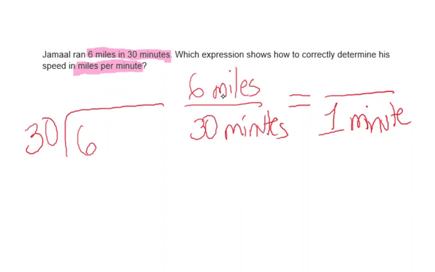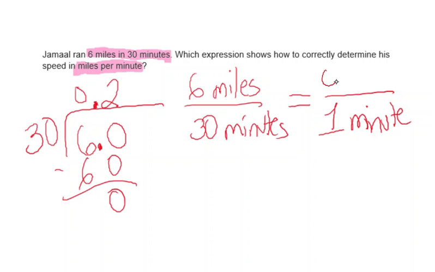So when we divide 6 by 30, we have to add a decimal and a 0 because 30 does not divide into 6. And then we divide 30 into 60. 30 times 2 is 60 with a remainder of 0. So we see he traveled 0.2 or 2/10 of a mile every minute.